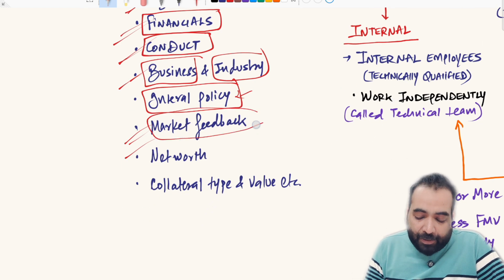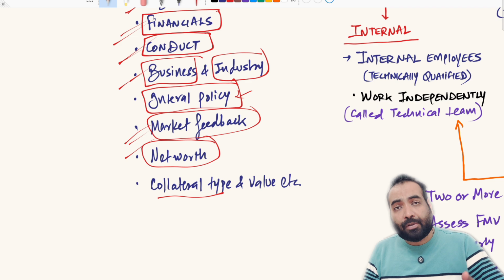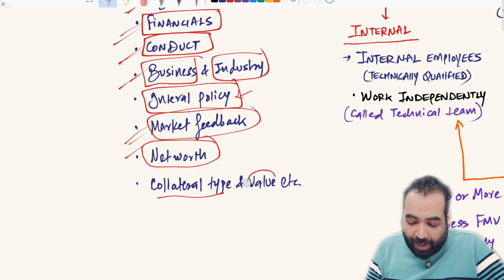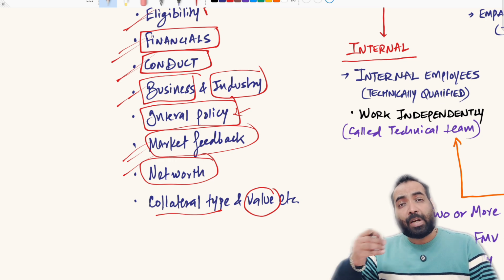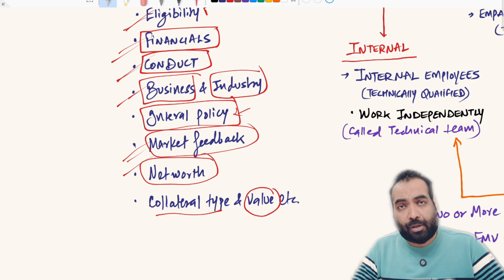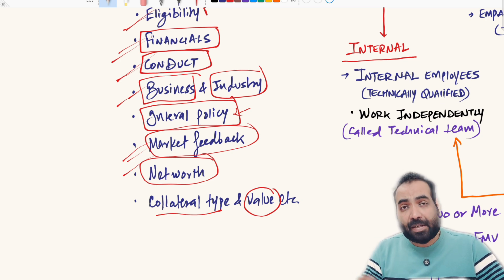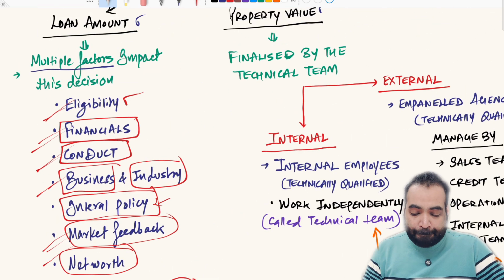Market feedback impacts your loan amount decision, your net worth impacts it, and your collateral type that we studied in the last 2 lectures. Collateral type and its value also impact the decision. If you are giving a loan of rupees 50 on a property value of rupees 400, then you are 400 times secure. So this plays a pivotal role in deciding your loan amount also, right?